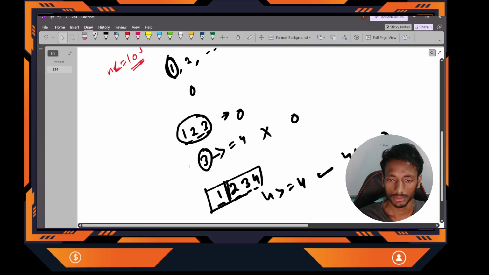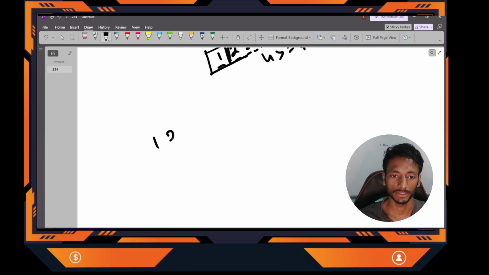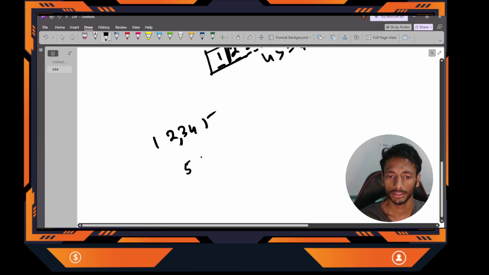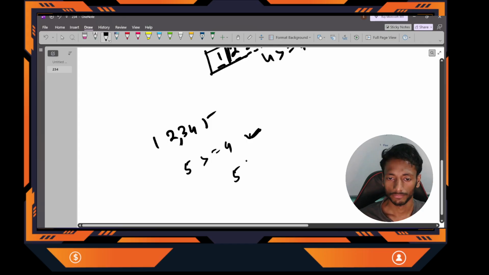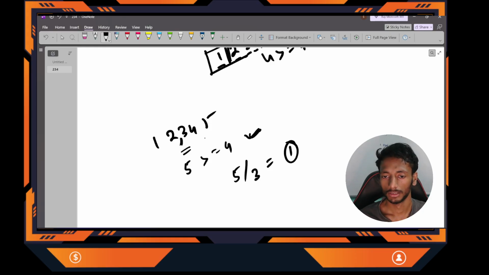Got it? So let's take a 5-digit number, 1, 2, 3, 4, 5. Visually I know that I can place only one comma here, after 1, 2, between 2 and 3. But mathematically, how do we calculate this? First of all, how many digits are present? 5 digits. Is this greater than or equal to 4? Yes. Now I want to know how many commas I can place. That depends on 5 by 3, which is 1. You can see that only 1 comma can be placed here. Clear?